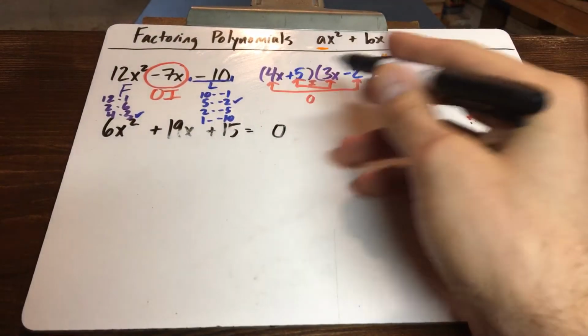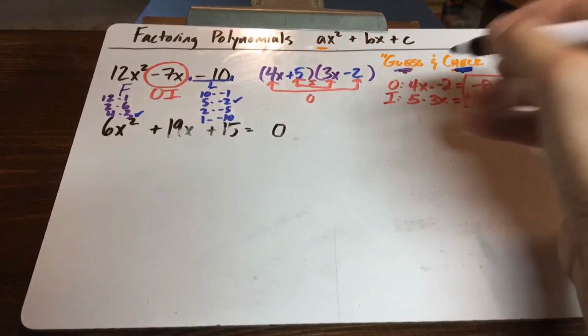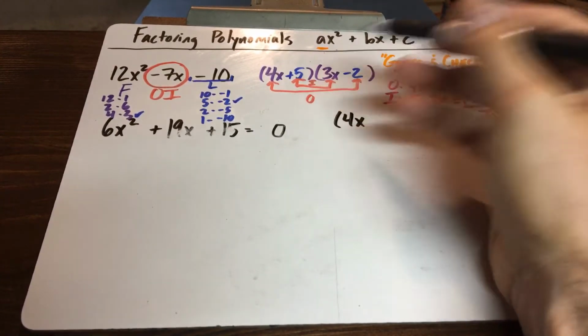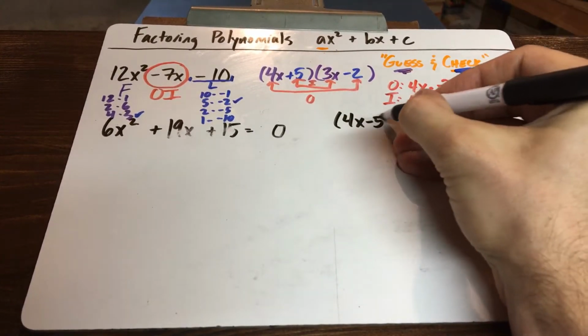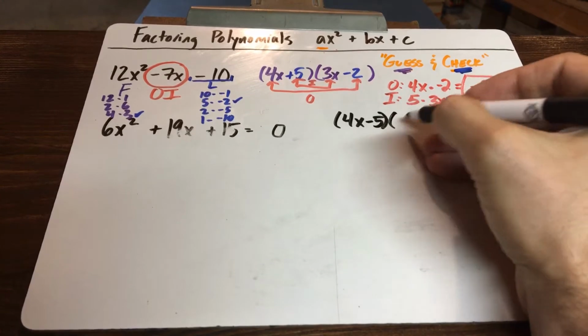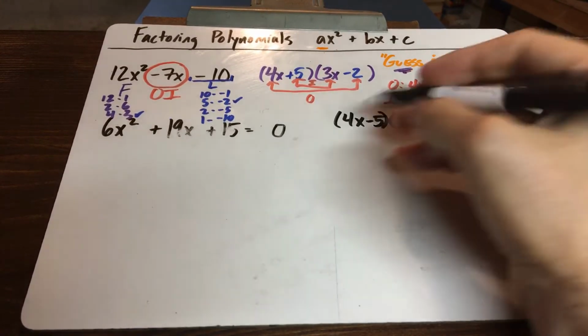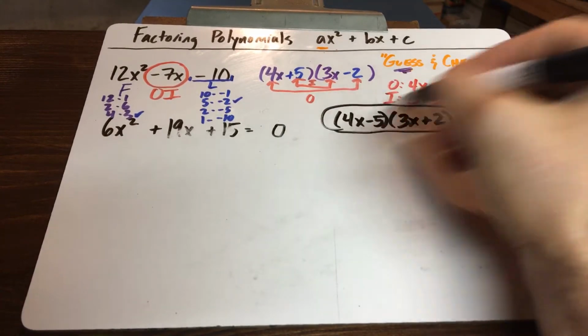All that means is my numbers are in the right spot, so don't mess with the numbers. All that means is my plus sign and my minus sign are backwards. So instead of 4x plus 5, I want to make it 4x minus 5. And my second parentheses, instead of being 3x minus 2, it needs to be 3x plus 2. And there you go. We got it on the second try, right?